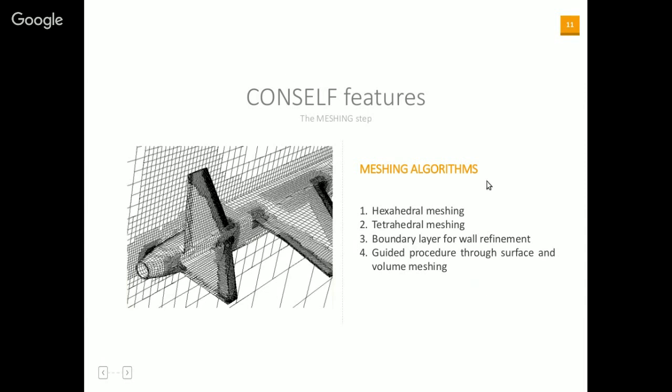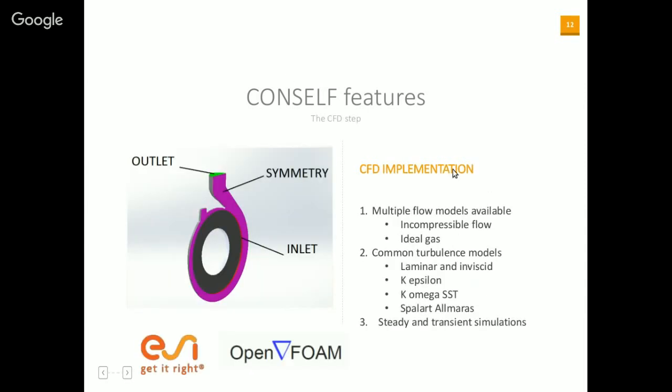Now, about the CFD, you can choose between incompressible and compressible flows, laminar and turbulent ones, with major turbulence models available. You can see here k-epsilon, k-omega, and Spalart-Allmaras. Finally, both steady and transient simulations can be performed with Consolve.